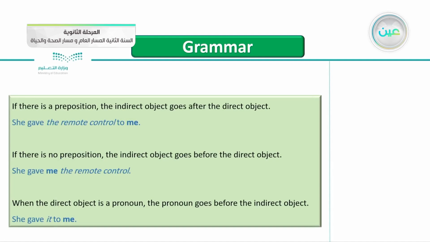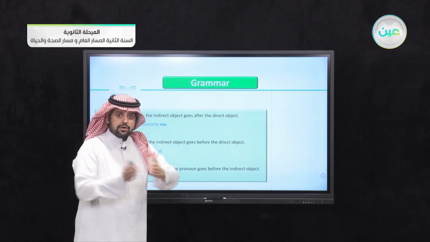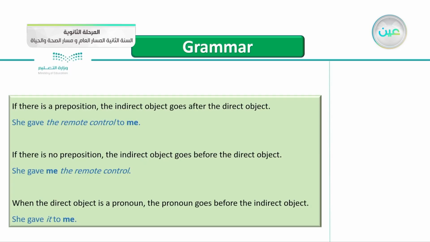If there is a preposition, the indirect object goes after the direct object. Notice here again, if there is a preposition, what happens? The indirect object goes after the direct object. So this tells us the order of the sentence. She gave the remote control to me. We notice the preposition to. So wherever there is a preposition, the indirect object goes after the direct object.